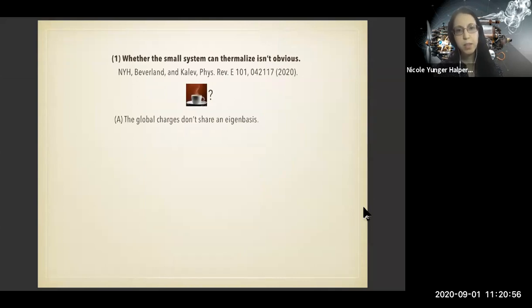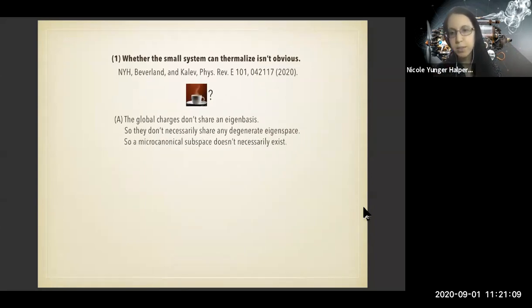Here's one reason. These globally conserved charges don't commute with each other, so they don't share an eigenbasis. So they don't necessarily share a degenerate eigenspace. It's a degenerate eigenspace that can serve as a microcanonical subspace.